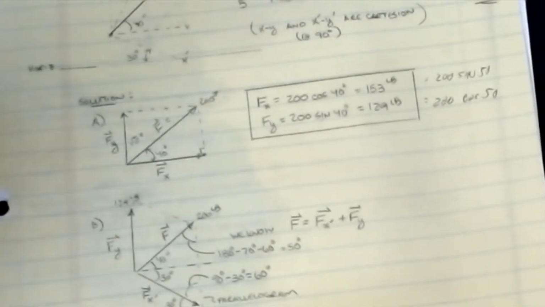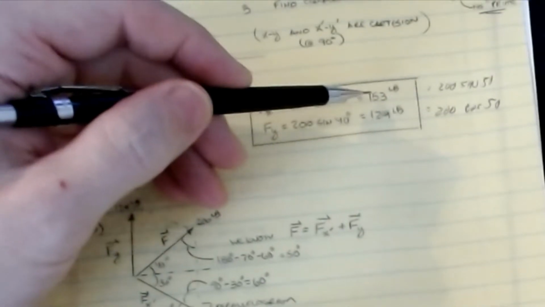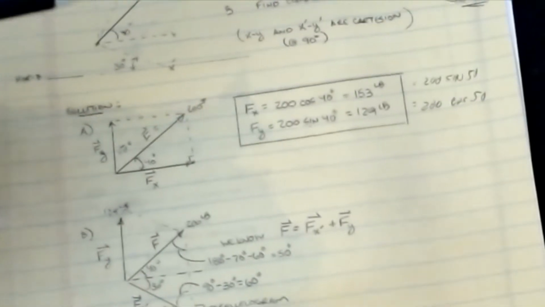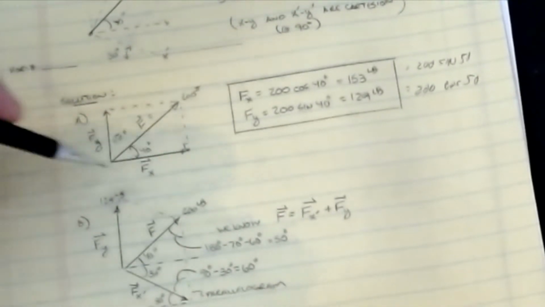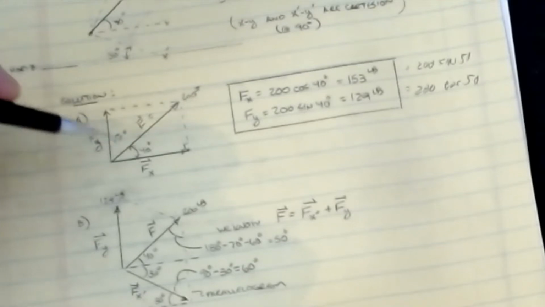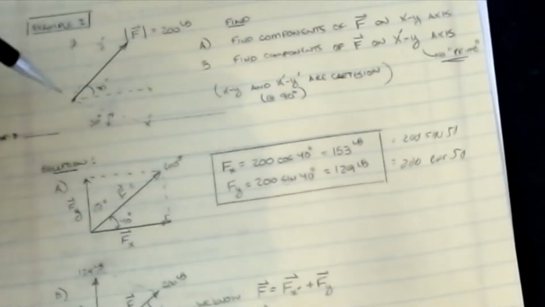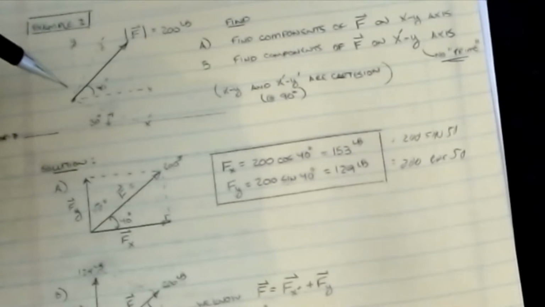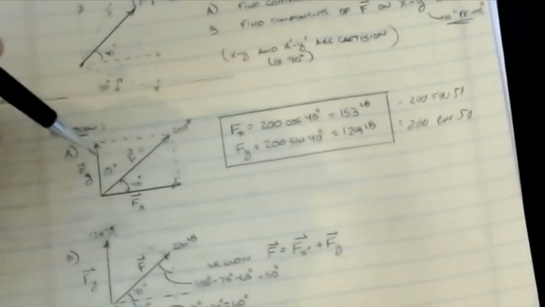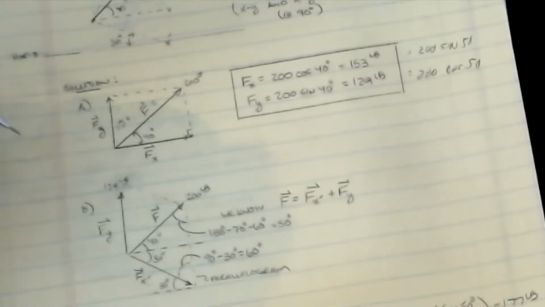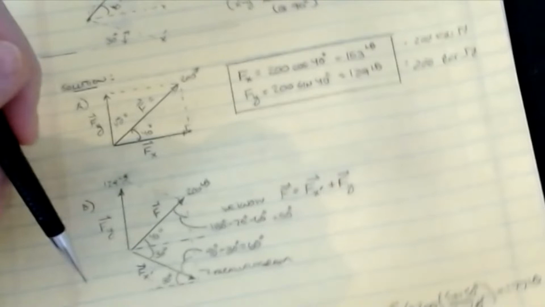Okay, so those are my components on the XY plane: 153 in the X direction and 129 in the Y direction. Components, if you have a vector F, as we do here, always come in pairs. It just happens to be that this pair is a Cartesian pair that is 90 degrees to each other. They make a right angle. But let's go try another one in which that's not the case.